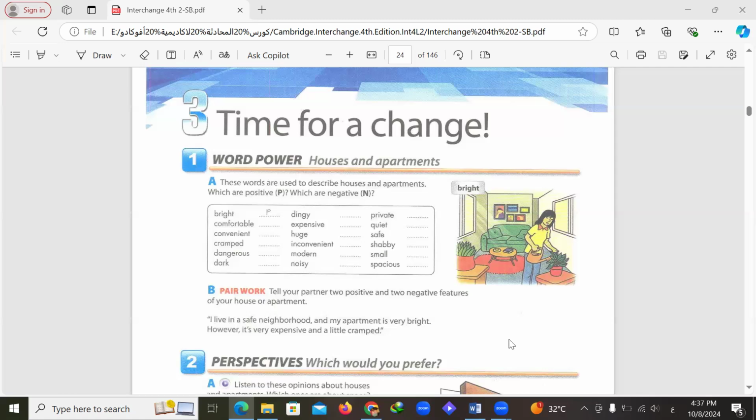Okay. It's a positive adjective. Shabby is like messy, and it's also inconvenient, so it's a negative adjective. Small means its size is not big enough, so it's a negative adjective. Spacious is like huge, too wide. I prefer to live in wide rooms, in a wide apartment. It makes me feel comfortable. So you can use these adjectives to describe houses and apartments.